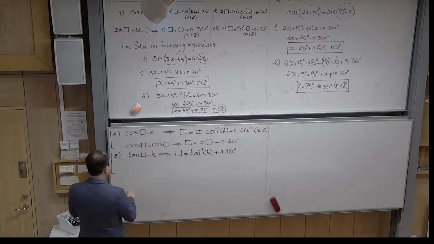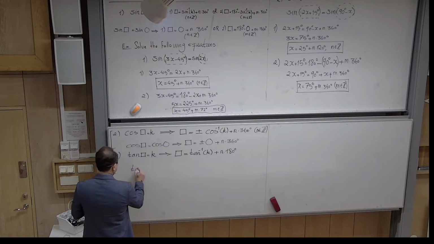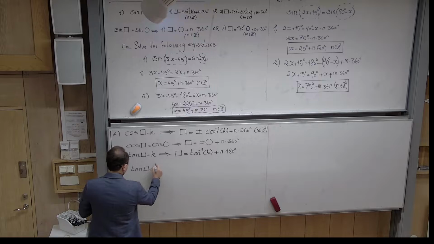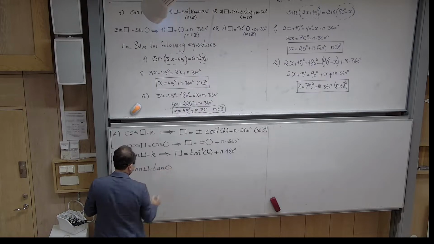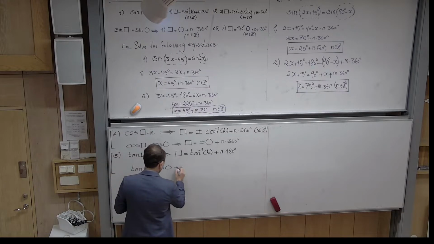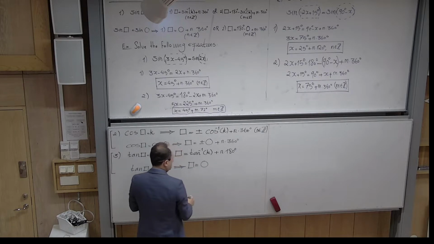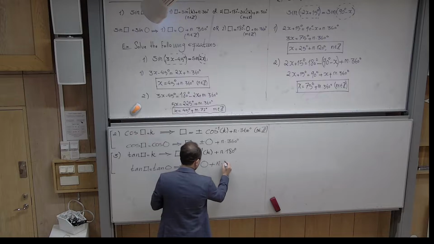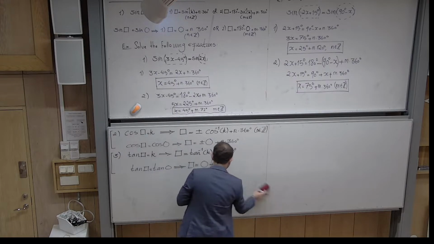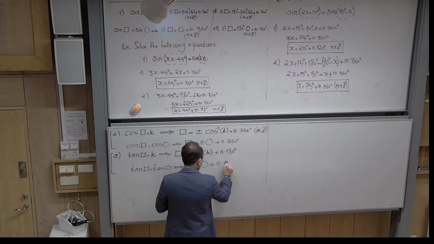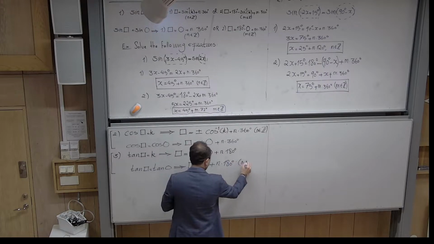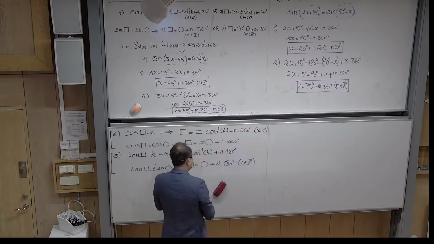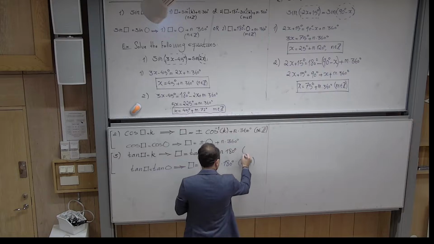And then immediately you can also guess what happens if I have an equality of 2 tangents. Yes, so what can I conclude here? I can conclude that what is inside the box is equal to what is inside the circle plus n times 180 degrees. N belongs to Z. I also forgot to write here, so n belongs to Z.